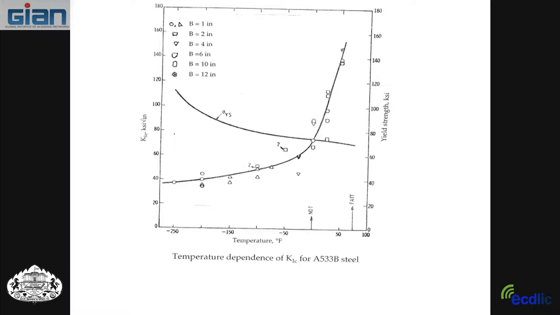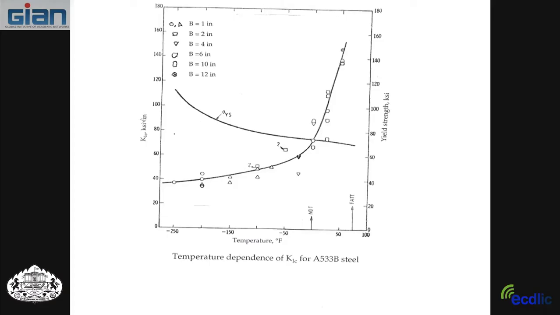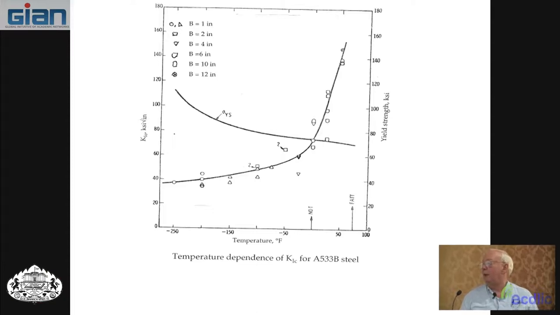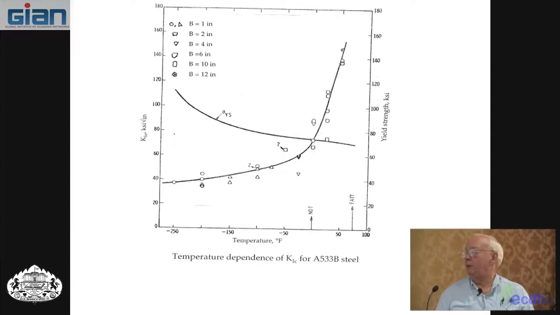Plastic zone size is relative to the particular test method. It varies from one kind of test to another. Anyway, as they went up in temperature, yield strength came down. Toughness went up. So that fraction, KQ over the yield strength, and square that, eventually the specimen is too small.